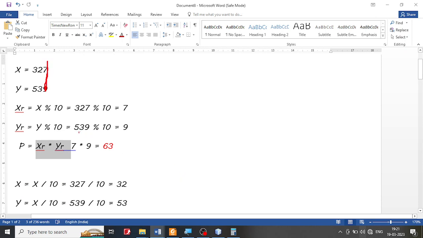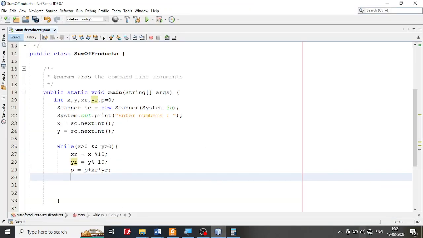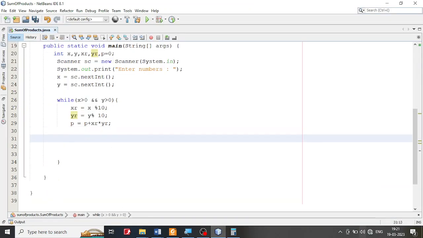So when you get rid of the last digit, you get 32 for x and 53 for y. So this is what you are going to get, and that is what I am going to do here. So how do we do that? I am going to say new value of x is equal to old value of x.